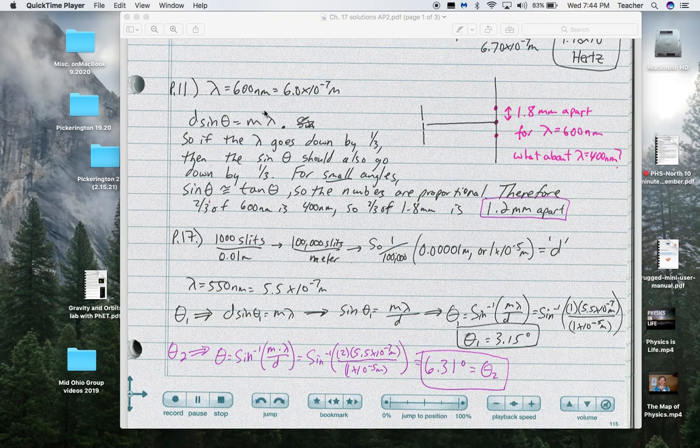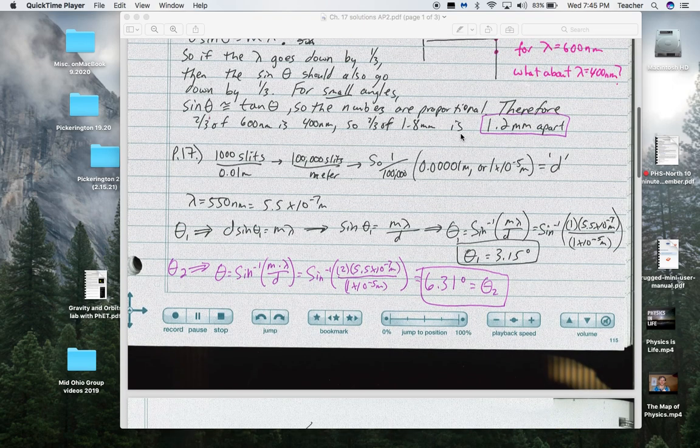Well, this is going to go from 600 to 400. That would stay the same. The slits would stay the same distance apart, so that would go down also by a factor of 3 to 2. So that means that the spacing here would go down by a factor of 3 to 2. Now, trigonometry doesn't work that way for large angles, say above 10 degrees, but at small angles, this distance over this distance, which is a tangent of an angle, is very similar to the sine of an angle, which is this distance over the hypotenuse. So that would give us 1.2 millimeters apart.